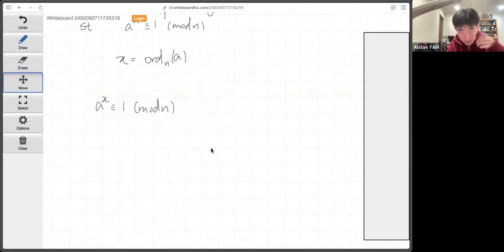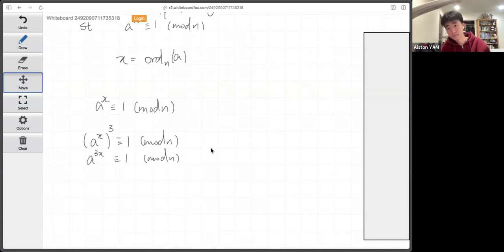So for example, if I raise both sides to the power of 3, I can do a to the x to the power of 3 is congruent to 1 mod n, right? Because we know that 1 raised to the power of 3 is still 1. In fact, 1 raised to any power still gives you 1. So that's pretty cool, right? Well, on the left-hand side, we have a to the 3x then, so a to the 3x is congruent to 1 mod n. So if x is the order, then we can do some interesting stuff like multiplying the exponent, and that will give some interesting results, right?